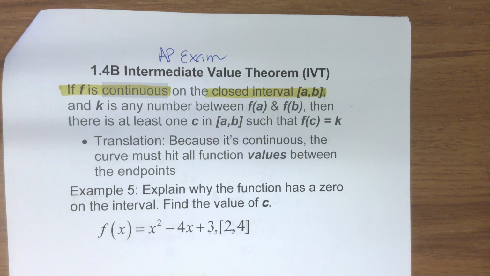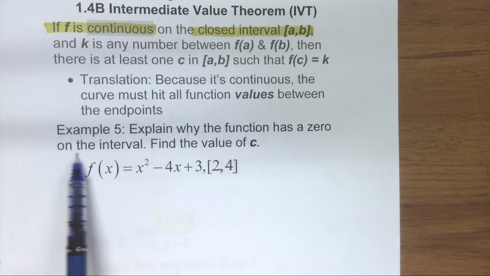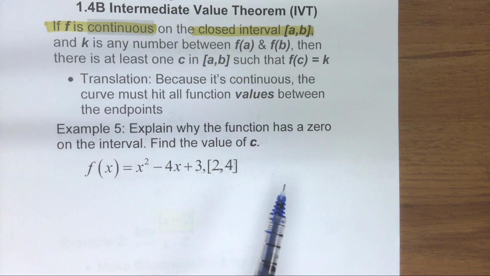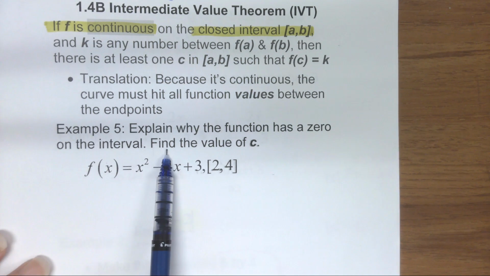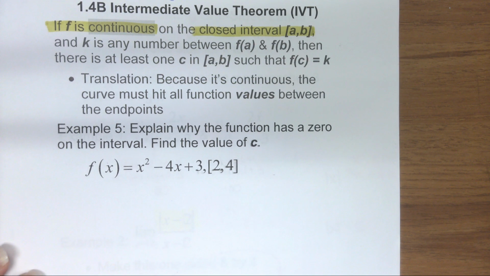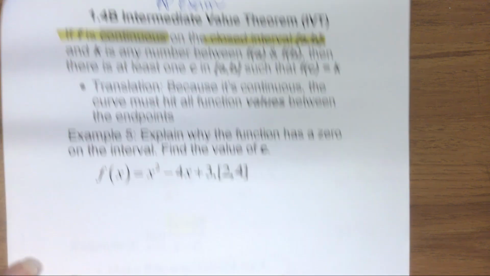So, explain why the function has a 0 on the interval. Now, could it have more than one 0? Yes, but it at least has to have one on the interval 2 to 4. Well, I guess we should figure out what f of 2 and f of 4 is. So, plug them in. When I write it up, I am going to make sure that I state those two things, but I'm not going to do that quite yet.